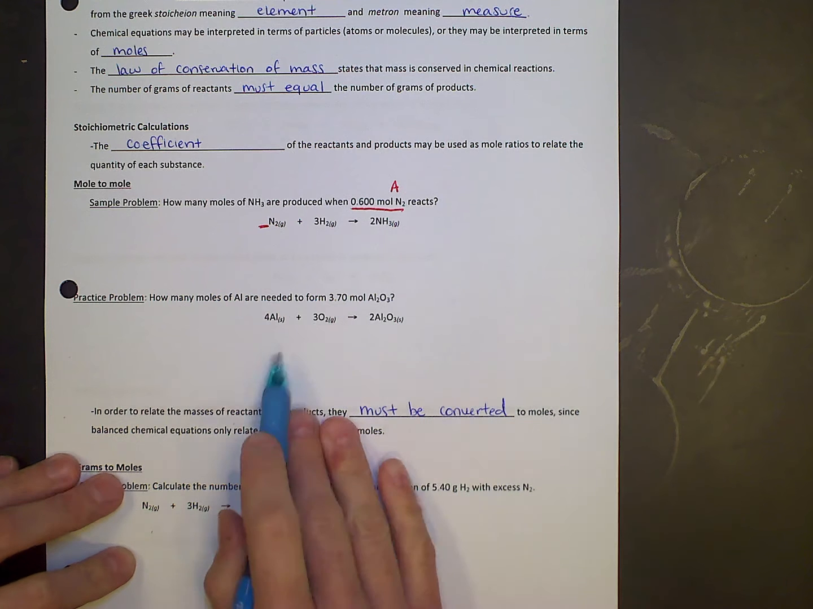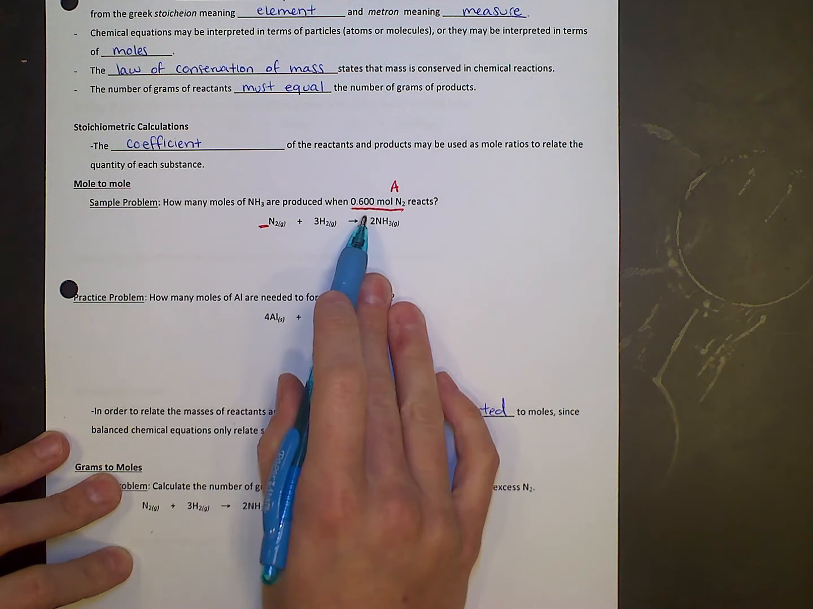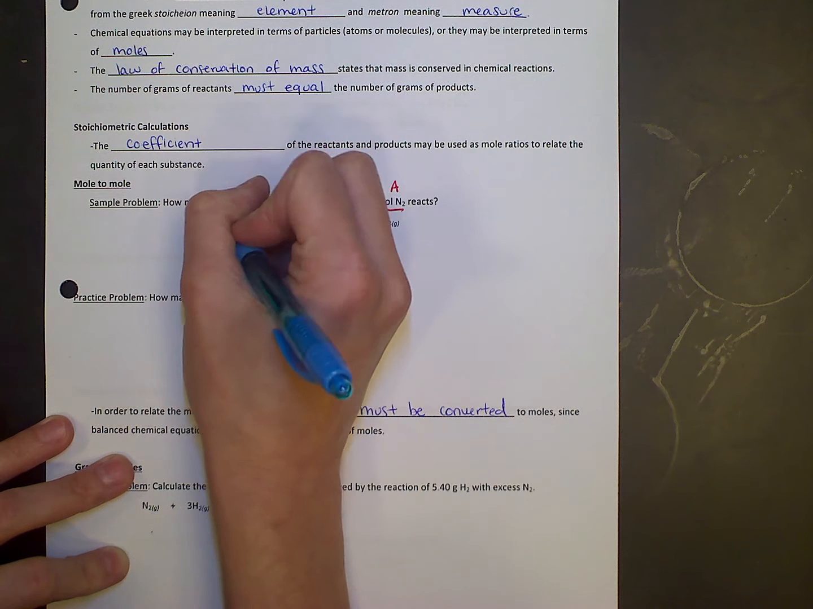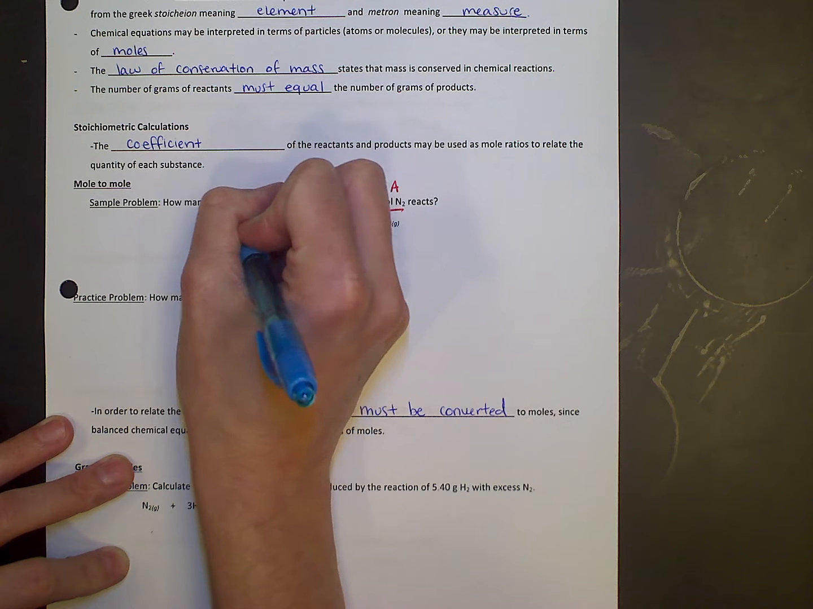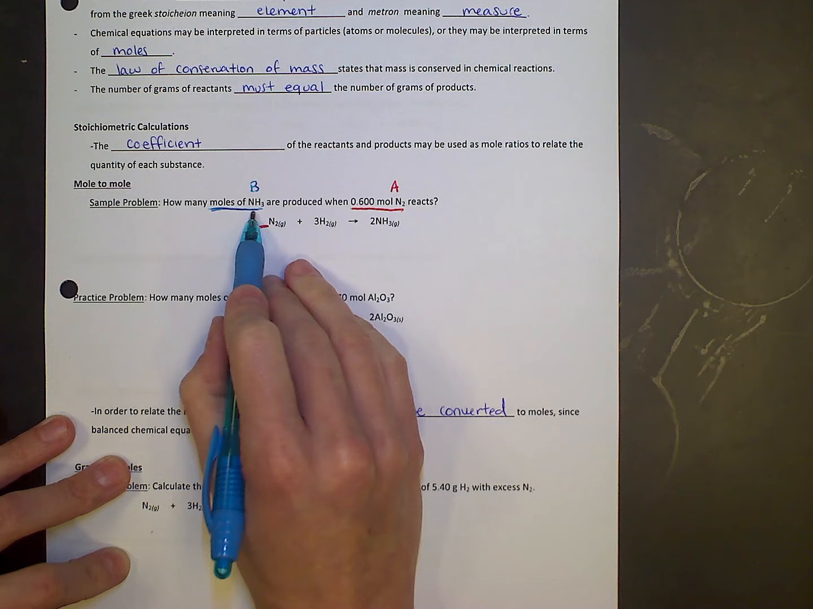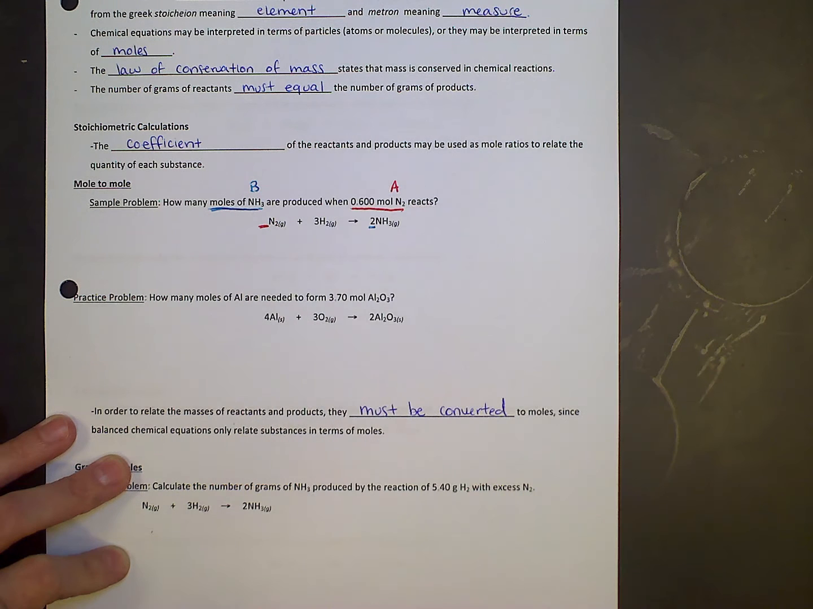Now I'm looking at what I want. What do I want to solve for in this problem? Looking at it again, it's asking how many moles of NH3. Okay, so that's what I want. Moles of NH3 is what I want. I'm going to label that B, and then I'm going to look at NH3 in my reaction, and I'm going to underline that coefficient as well.